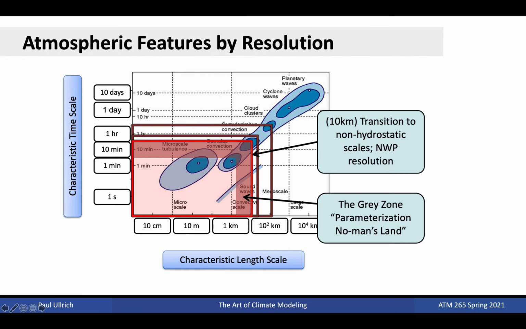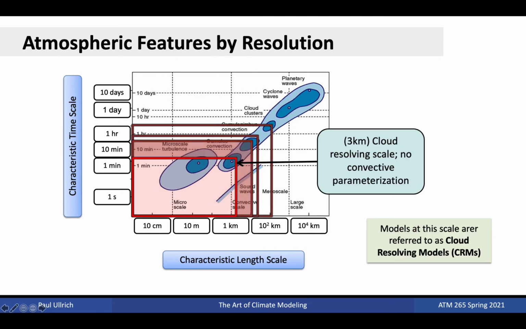Below these scales, we enter into a regime known as the gray zone, or alternatively, the parameterization no man's land. This is a strange regime for models because some convective processes can be resolved while others are unresolved, depending on the scale of those features. If convection is both resolved and parameterized, then there can be issues with double counting, leading to too much vertical transport in the model. Most modelers generally discourage running models at resolutions in the gray zone because of this issue.